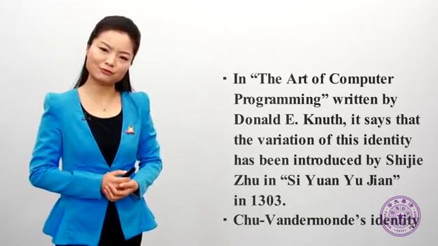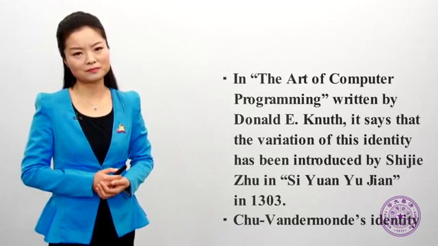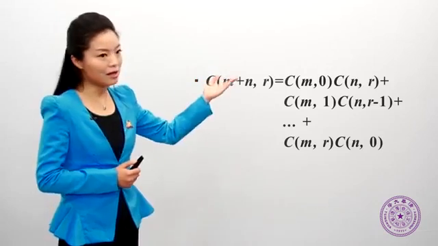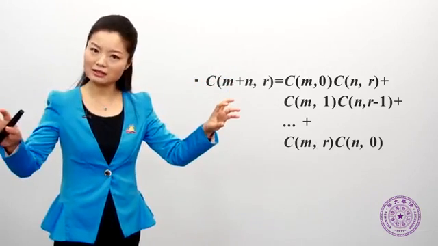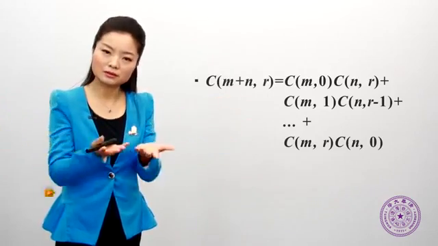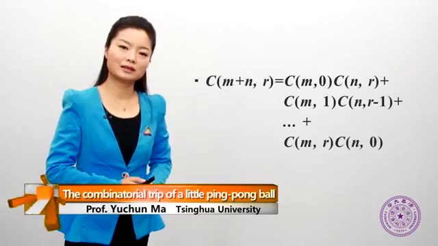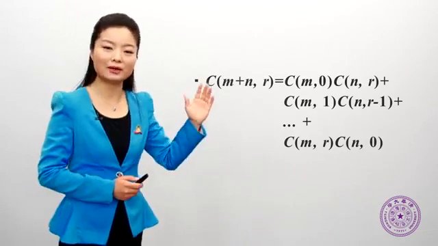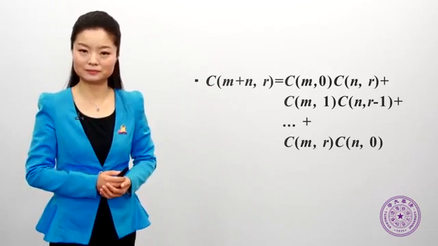After introducing the background, let's look at this complex identity, which seems to be quite hard to prove. Let's see what the meaning of the left-hand side is. C(m+n,r) seems to be choosing r objects from m plus n objects. It seems that the objects are in two categories, with m objects in the first category and n objects in the second. We choose r objects from them.